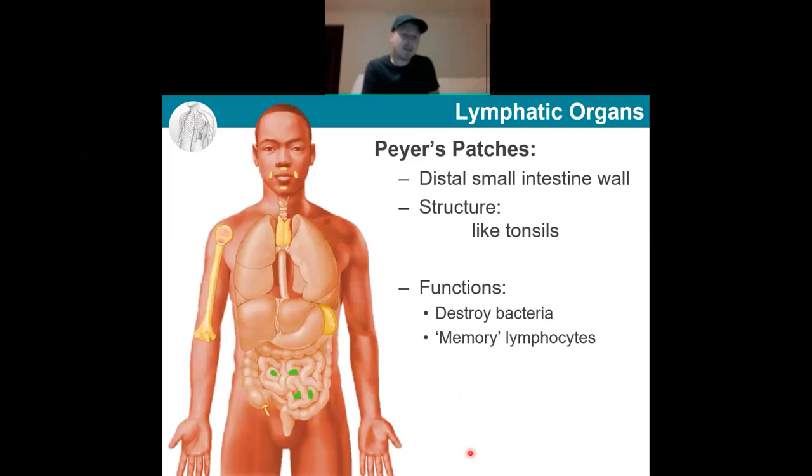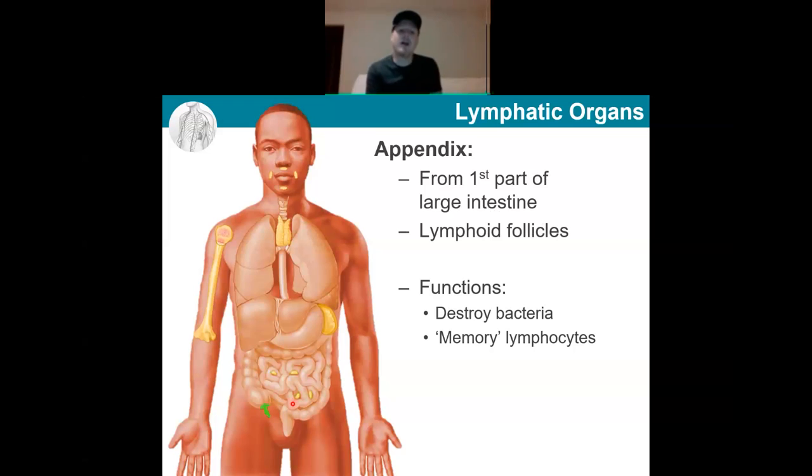We also have something known as Peyer's patches. These are in the small intestines, at the end parts of the small intestines, little dots, a little bit like tonsils. Their function is really to destroy any bacteria that might be there and also serve immunological memory, which we will talk about in the next section. So that's all you need to know about Peyer's patches.